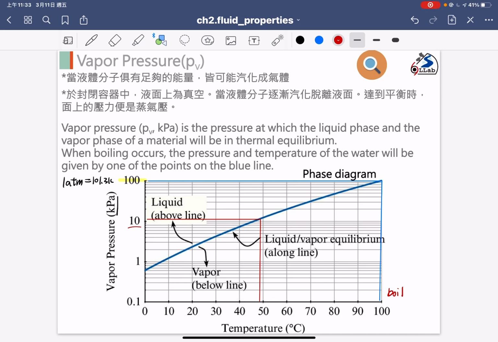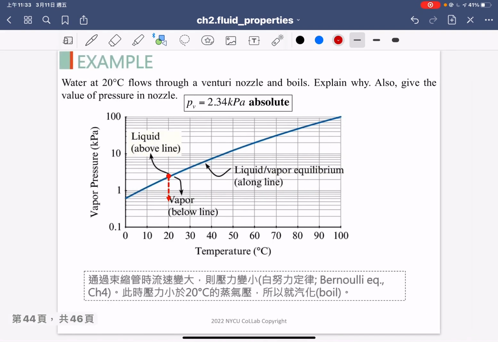That's a normal phenomenon. If we go hiking and the elevation changes to high, we cannot cook the soup or meat because the boil temperature is not high enough. So that's a very common physical phenomenon. But the idea I would like to emphasize in this class is that vapor pressure is very famous in our fluid engineering problems.